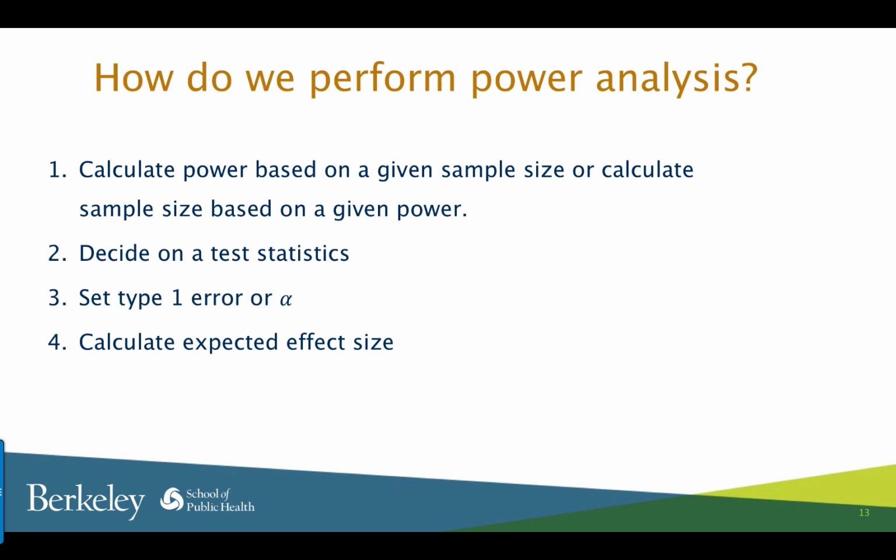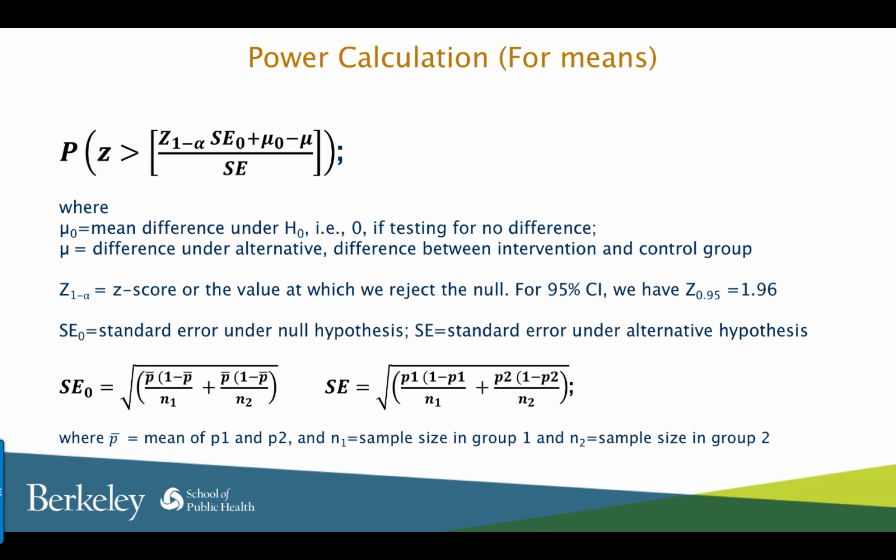We then decide on a test statistic, which could be mean, proportion, relative risk, odds ratio, etc. Usually we set type 1 error rate to 5%. Effect size is basically the difference in the measure of the outcome between the two groups. So with all this info, now we are all set to calculate power. Okay, let us first see how to calculate power based on a given sample size. After that, we will calculate sample size based on a given power.